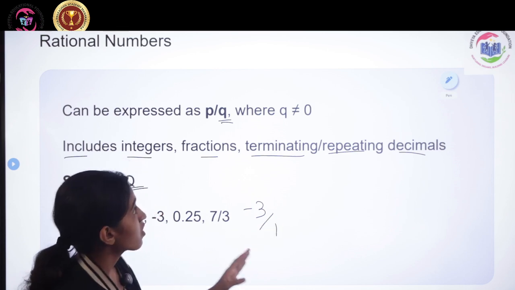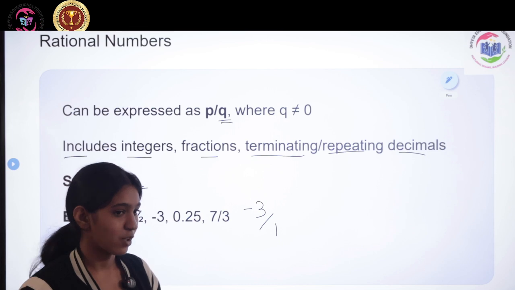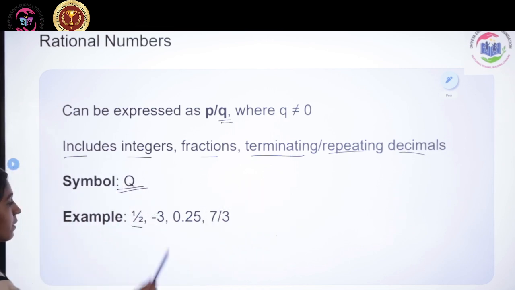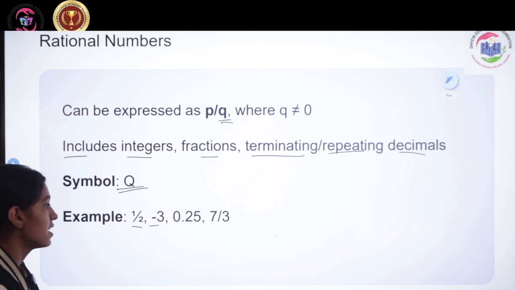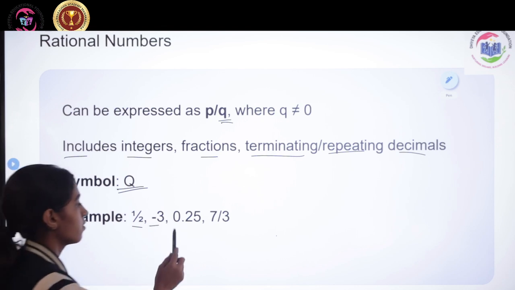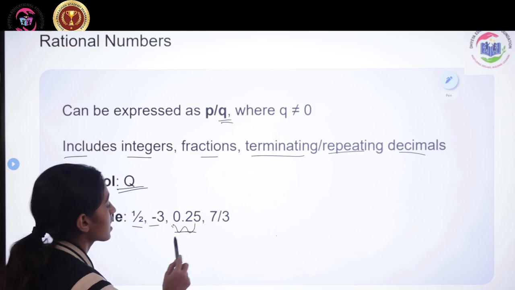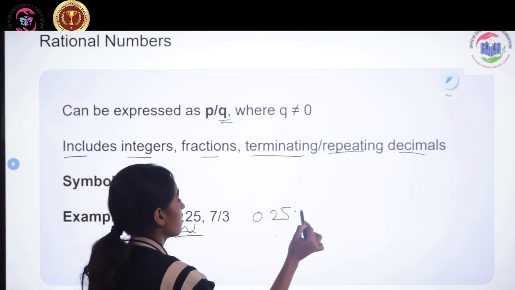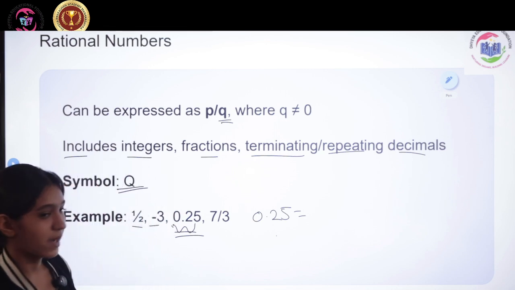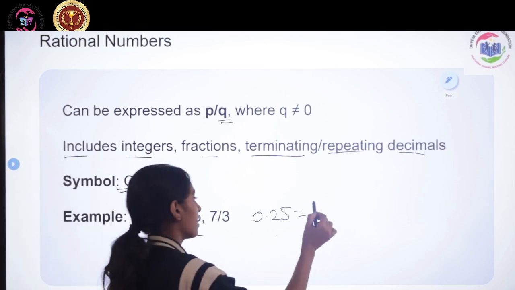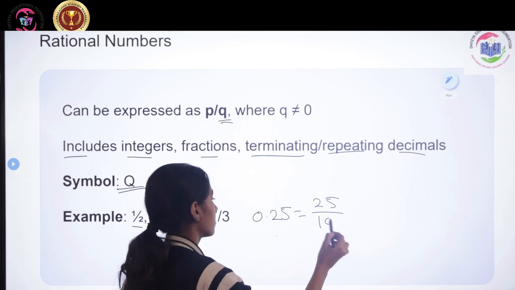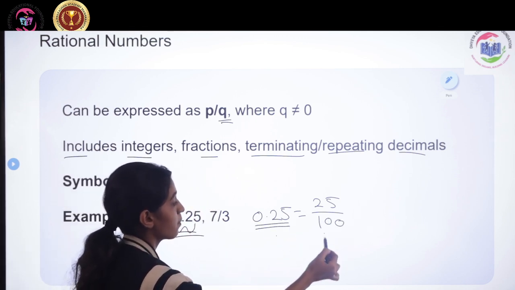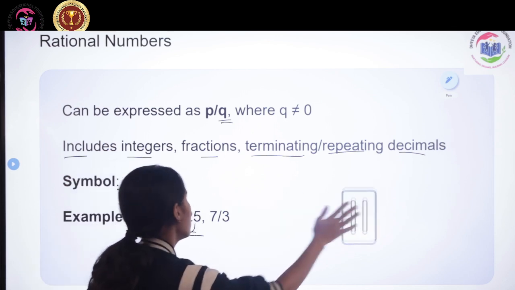That means I can write it in the form of p by q. It is a rational number. Examples are 1 by 2, -3, 0.5. Why is this number a rational number? Because this number I can write as p by q. I can write like this. It will become this. I can express this number as p by q. Because of this, it is a rational number.